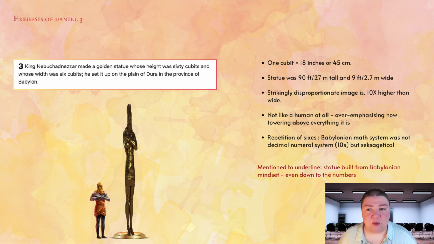Now, Daniel 3 verse 1 says, King Nebuchadnezzar made a golden statue whose height was 60 cubits and whose width was 6 cubits. 1 cubit was a measurement equal to about 18 inches or 45 centimeters. So we're told the statue was 90 feet tall and 9 feet wide, or 27 meters tall and 2.7 meters wide.